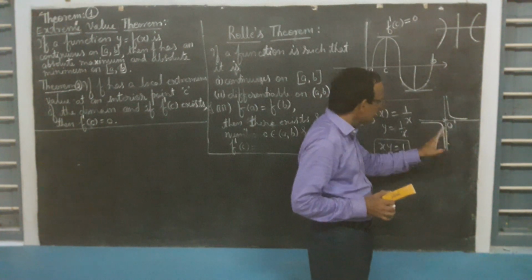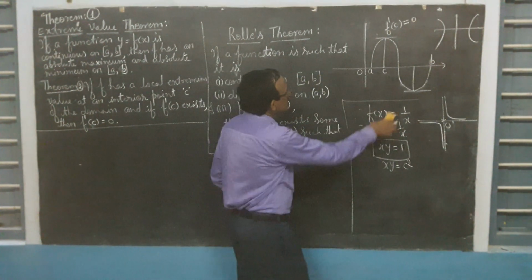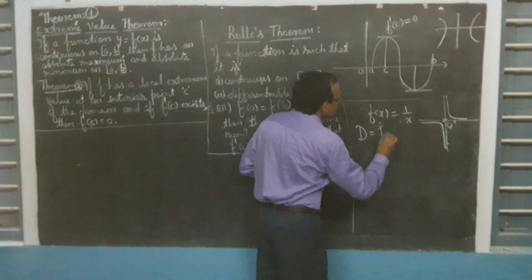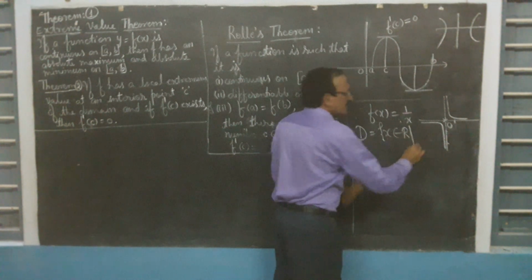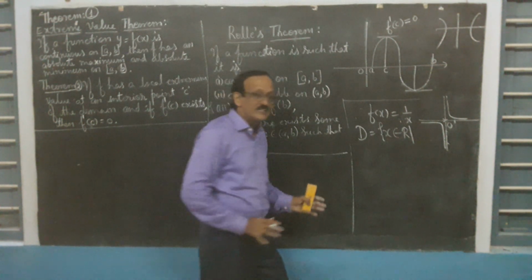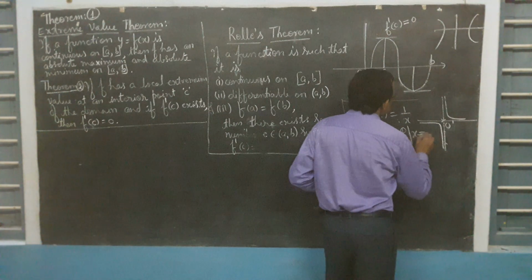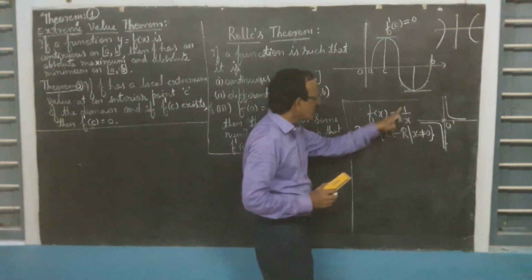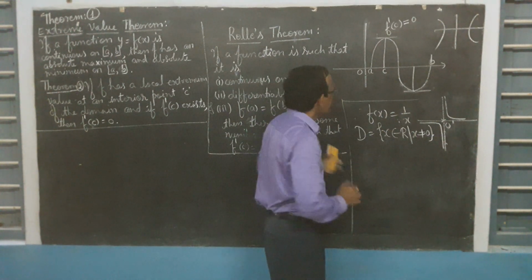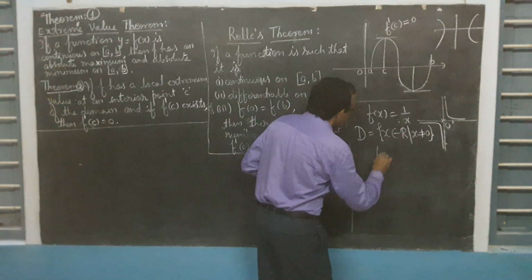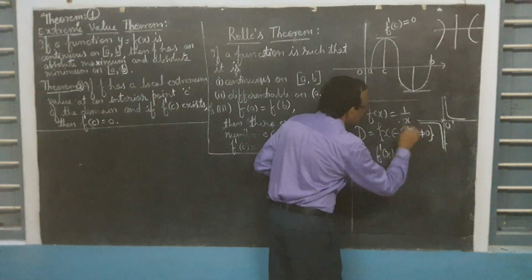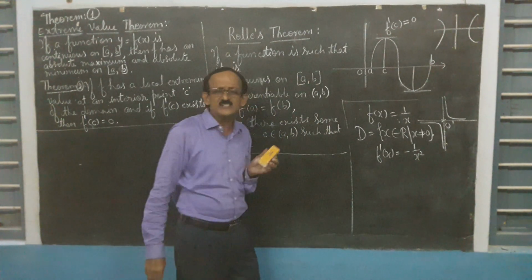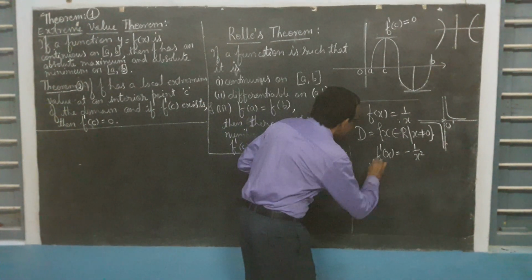Now we study this mathematically. For this function y equal to 1 by x, what is f dash domain? Domain is set of all real numbers except x equal to 0. 0 cannot be a member of the domain because 1 by 0 is undefined. Fine? Okay. What is derivative f dash? Derivative of 1 by x is minus 1 by x square, right?